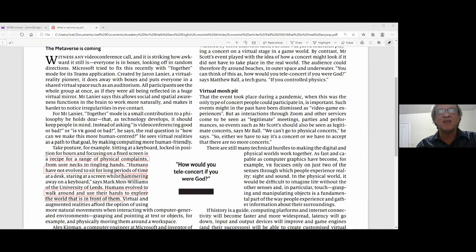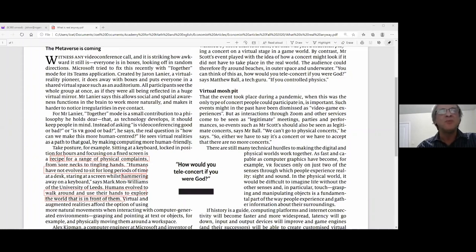What does that mean? It's a recipe for a range of physical complaints, Hugh? It means that basically it's an ingredient in making a source for physical complaints. Yeah, a recipe. We think of a recipe, we usually think of food. A recipe, what are our ingredients we put in? But here, this is an analogy. It's a recipe. It's causing physical complaints.